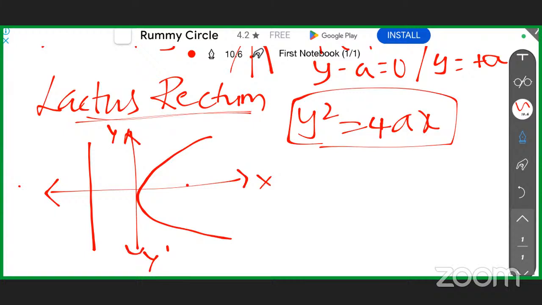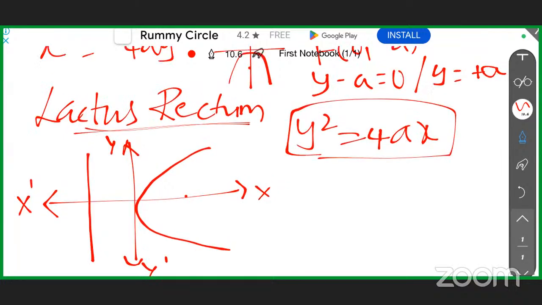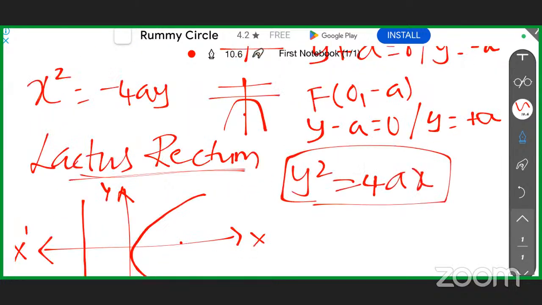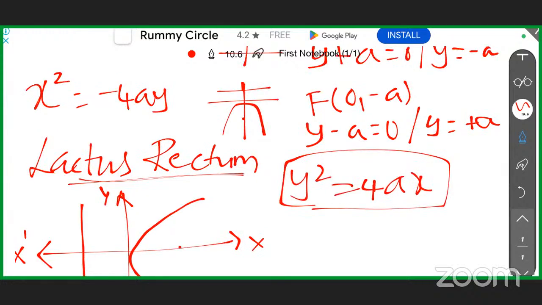Sir, excuse me, sir. Can you say the fourth equation? The fourth equation is x square is equal to minus 4ay. I'll scroll down to the equation. Okay, so it's minus 4ay. The focus will be (0, minus a), and the directrix equation is y is equal to a. Thank you, sir.